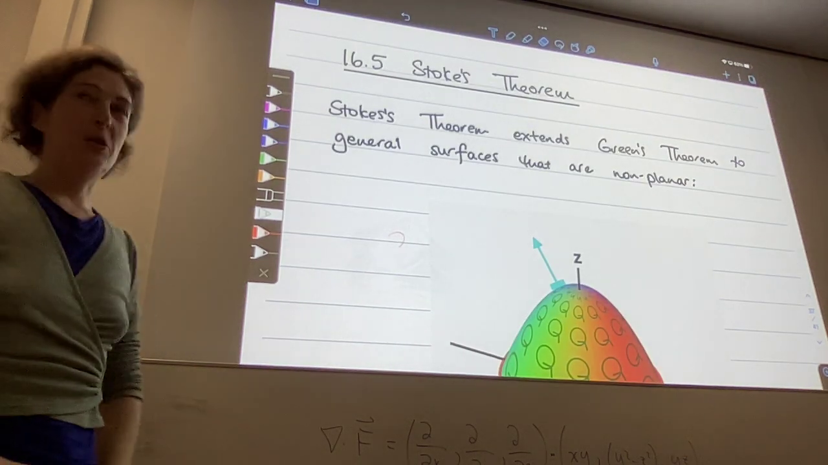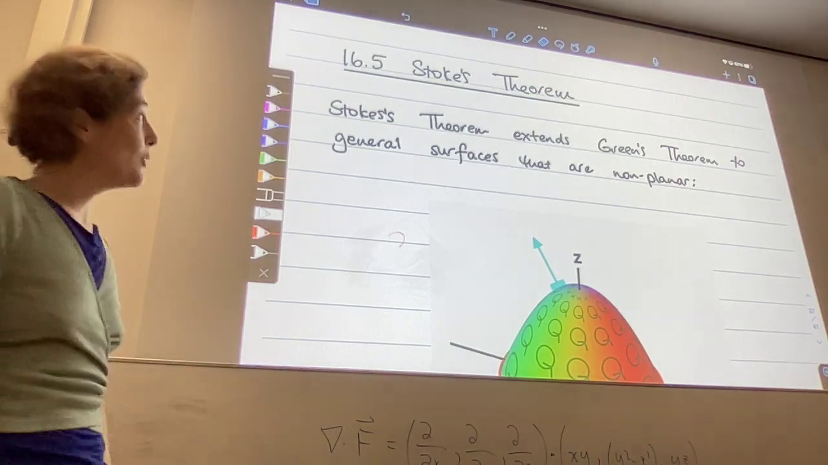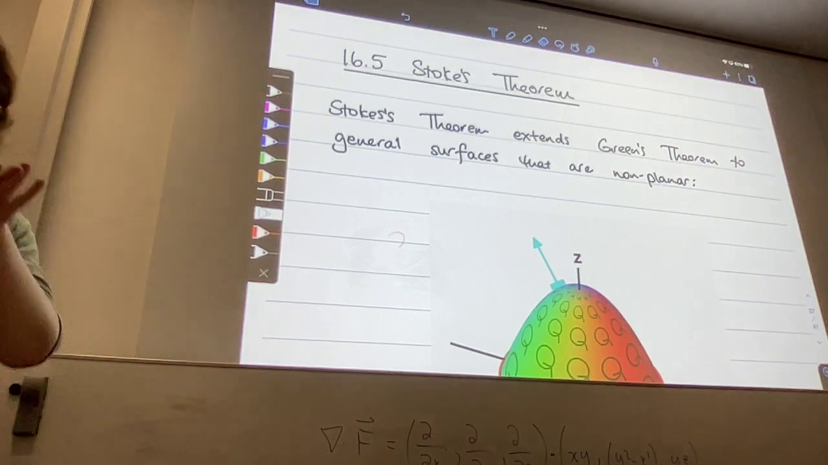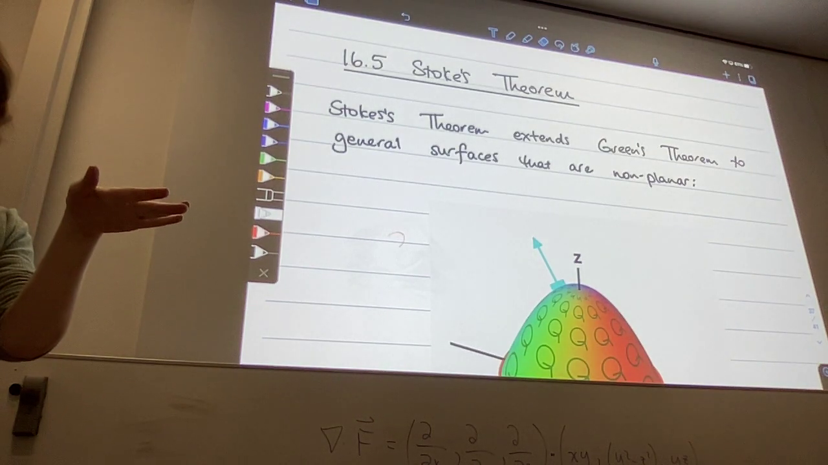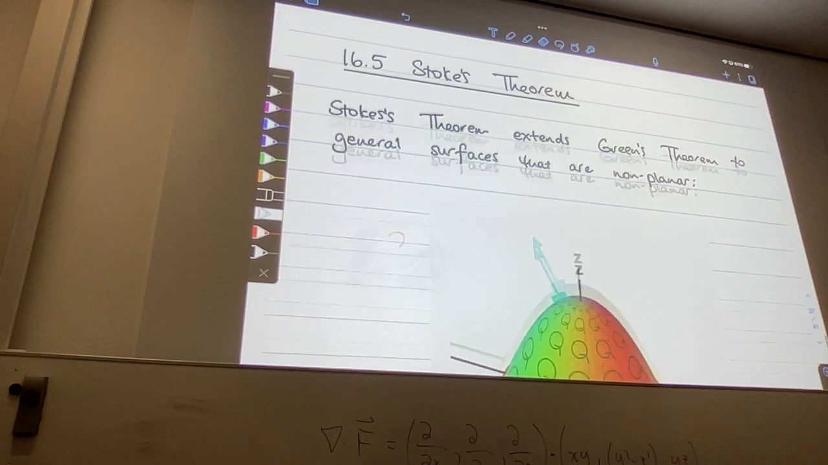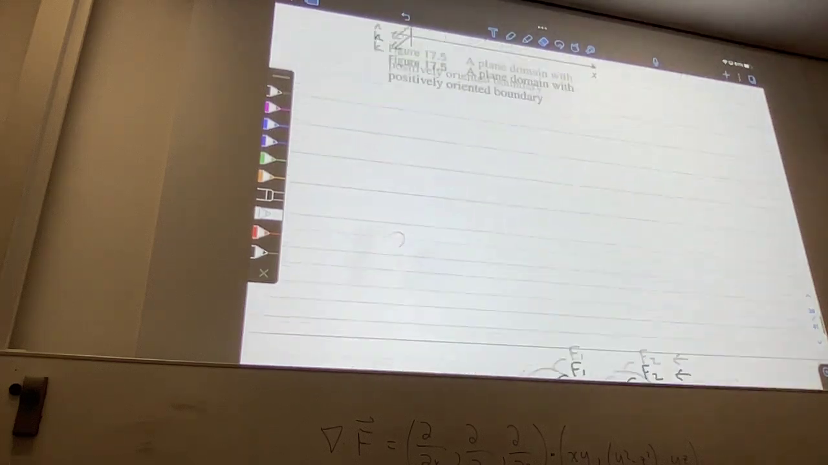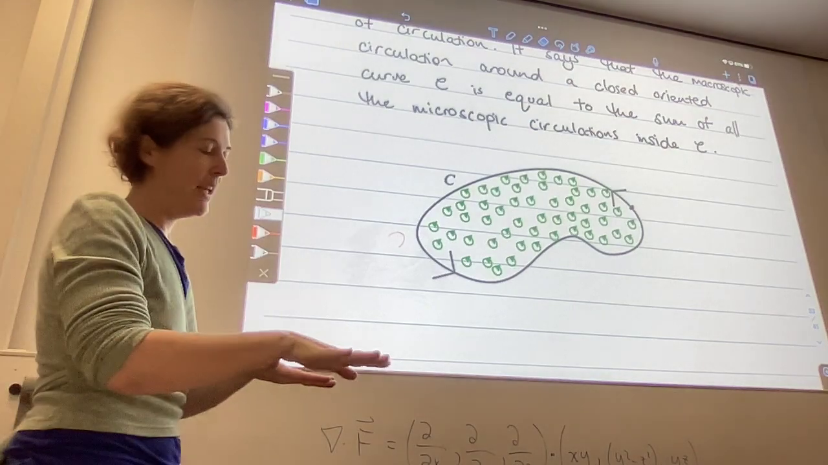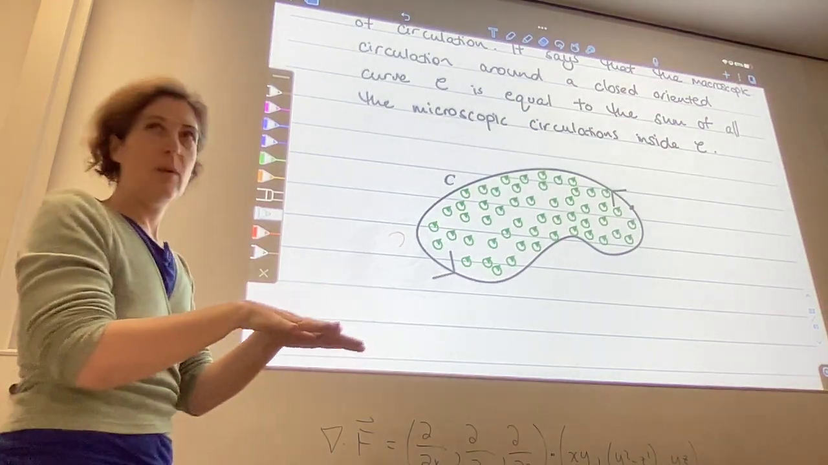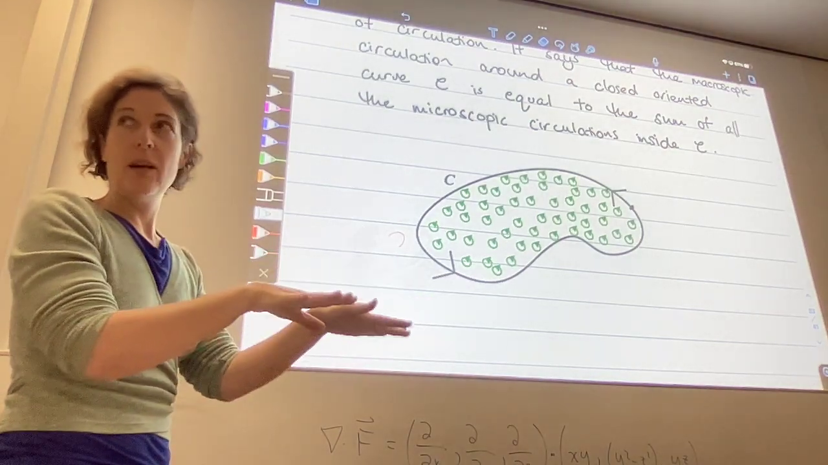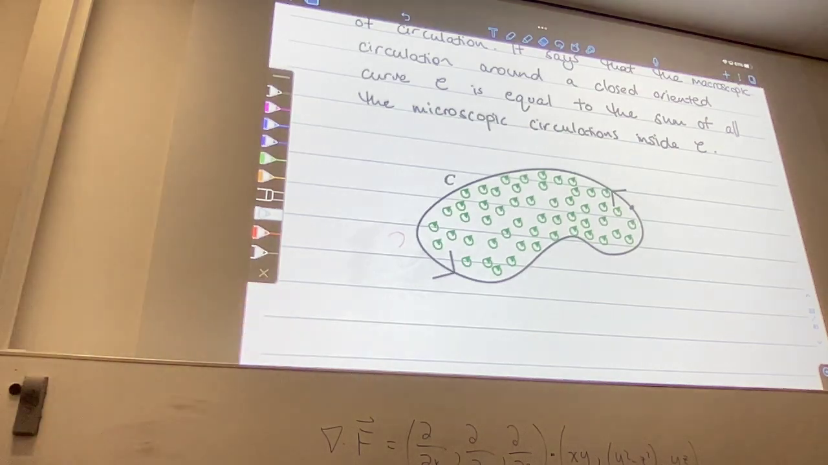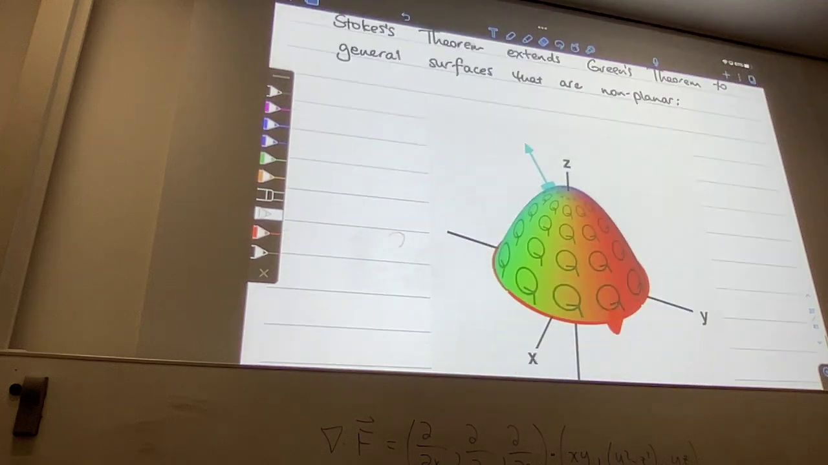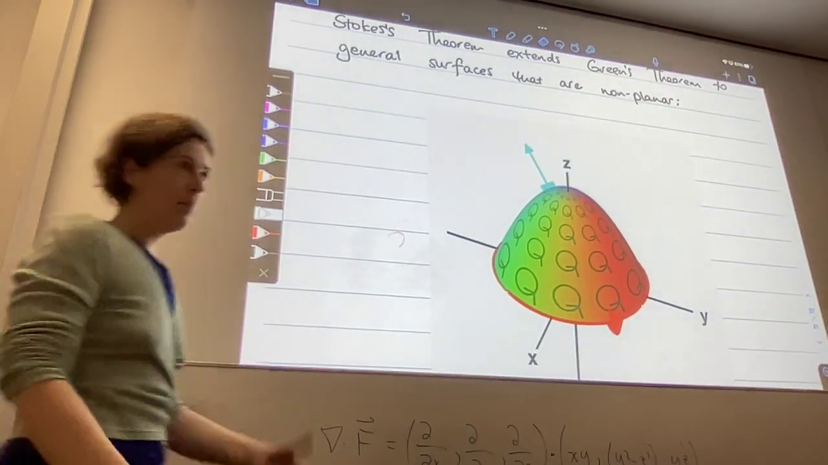So, onto the next theorem. So what does Stokes' theorem do? So remember, Green's theorem just talked about a vector field on a plane. So essentially, when we're talking about Green's theorem, we're just looking at the xy plane. We've got some vector field on that xy plane. Everything's happening in the plane. Stokes' theorem says, well, we don't always want to work on the plane. So we're going to generalize the same idea.